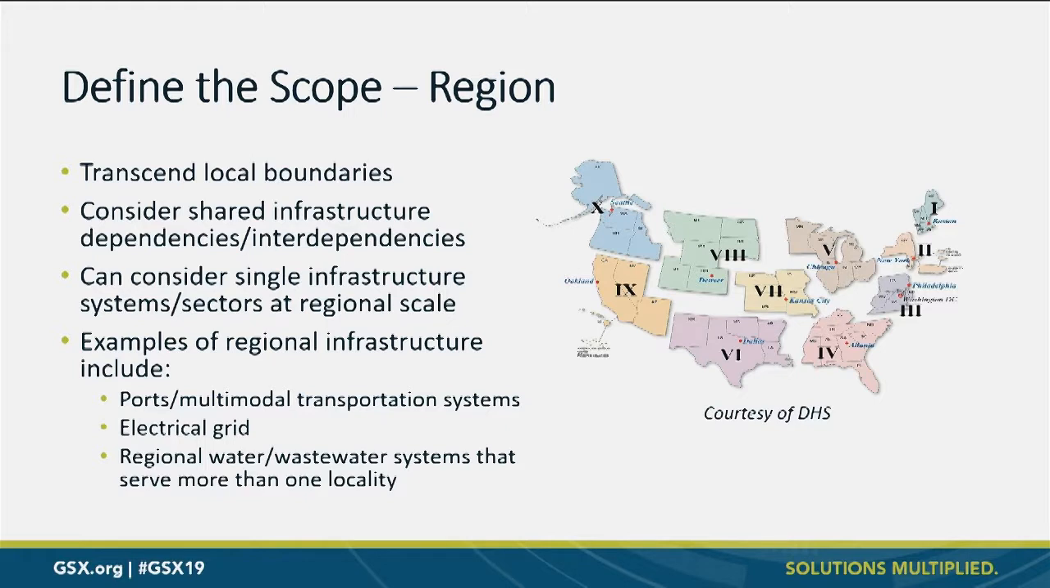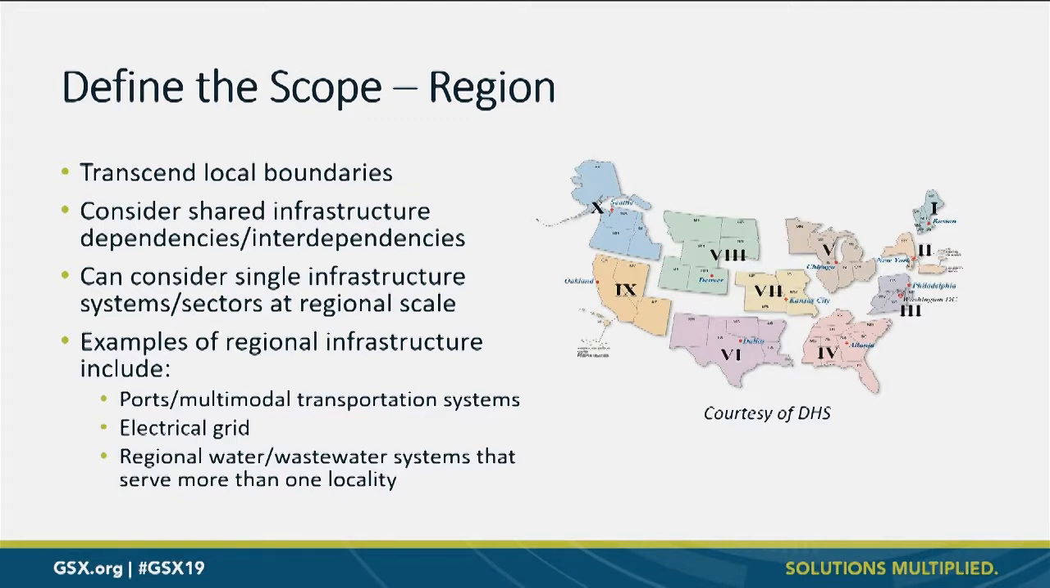At DHS, we're really often more interested in looking at things at a regional perspective. And that means we can transcend the local boundaries. We can consider shared infrastructure dependencies and interdependencies. So you can think of things like electric power generation, which is generally done at a regional scale. You have local communities that are dependent on it, but you have the shared network that's involved.